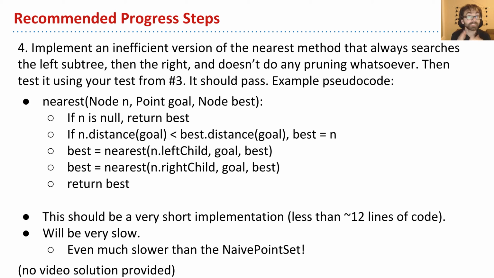Now I'll note that this is actually going to be extremely slow. It's actually going to be slower than the naive point set. In other words, we built this KD tree that's a much more complicated data structure than the naive point set, but here it's super slow because this nearest method has to traverse a big tree. It's a lot of overhead, so it'll be bad. Okay. Now the reason I suggest this though is that way you at least have something that works, and then you can make it better.